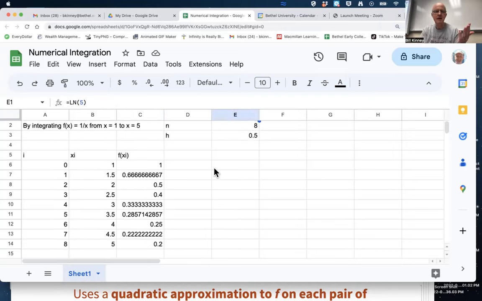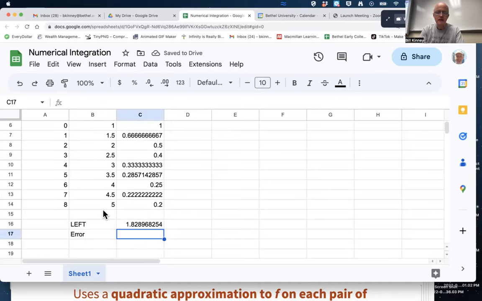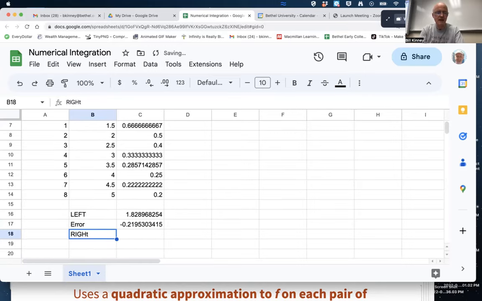The actual value is in cell E1, so the error equals E1 minus our approximation. It's a negative error because the approximation is too big. Right is going to give us an approximation that's too small. We use the right endpoint of each interval.